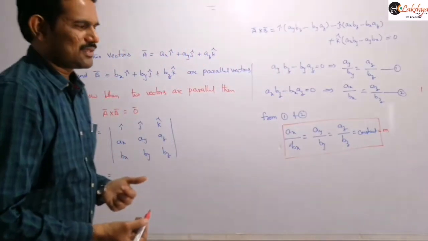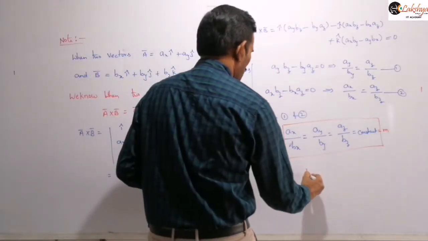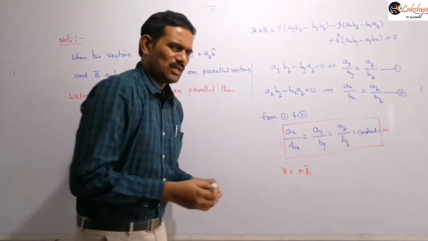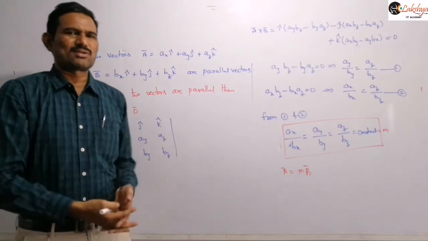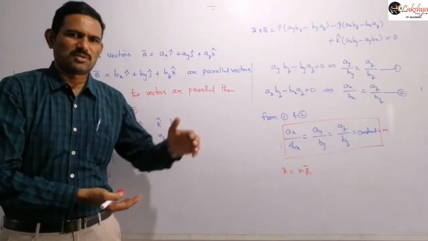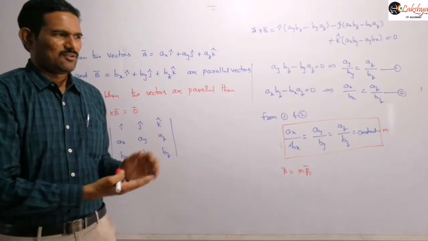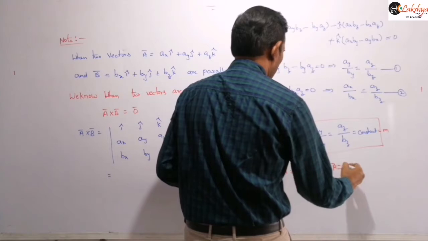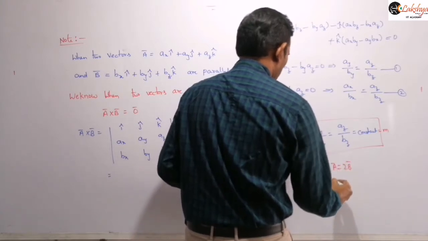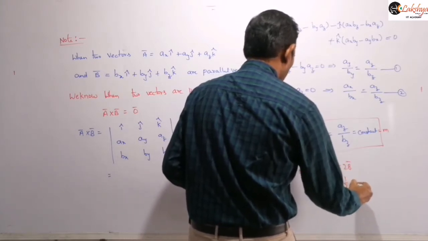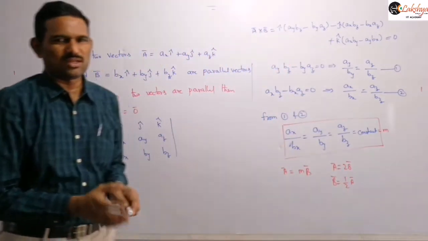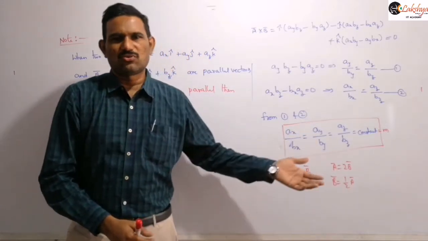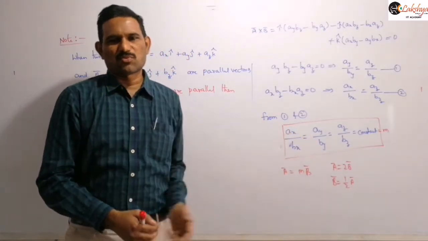Now what we can write here is that a bar and b bar vectors, we can write like this: a bar is equal to some constant m into b bar. Either you can write this as b bar is equal to some constant into a bar, or a bar is equal to some constant into b bar. Just that the constant will be reversed there. For example, if you are getting a bar is equal to 2 b bar, then if you are writing b bar, it is equal to 1 by 2 into a bar. That means either way you can write it. Only the constant value differs: a bar is equal to some constant into b bar, or b bar is equal to some constant into a bar.